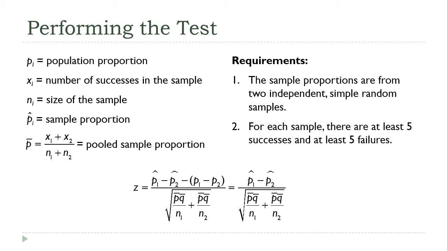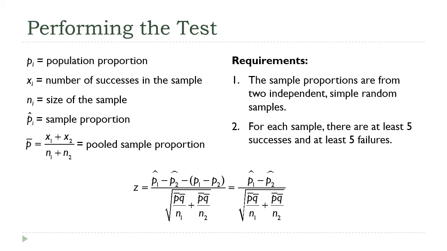So now we have everything we need to do our test. I've defined all of our variables on the left side here, just like they were on the previous page. And we've got our standard requirements. If you flash back to when we talked about testing a hypothesis for a single sample proportion, they had exactly the same requirements for the sample and the number of successes and failures. That's the n1 p1 greater than or equal to 5, n1 q1 greater than or equal to 5. The only new thing is the requirement that the two samples have to be independent.